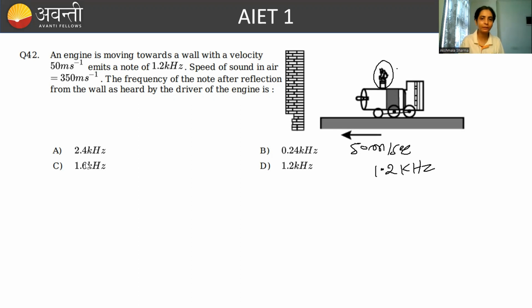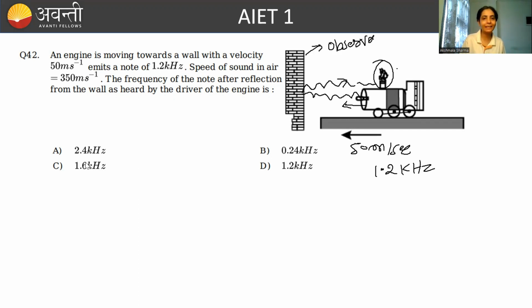So the person here, what is happening? Sound is going from here, getting reflected, coming back. So the sound that is coming back to again the driver will be of what frequency? That is the question. So how will we approach? Approach is like this: initially what is happening? This is the engine. This is moving towards the wall. Wall is receiving the sound and wall is reflecting. So here wall is acting like an observer.